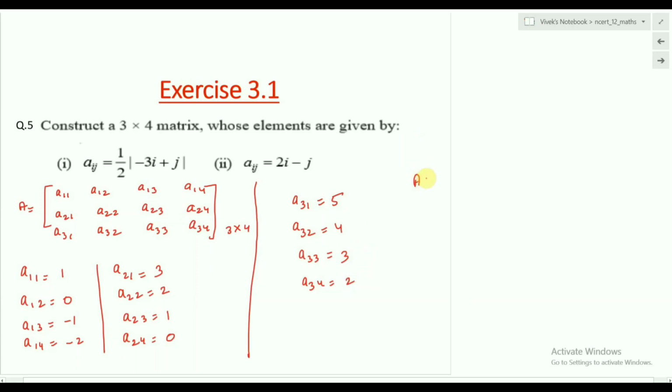So what will be our A matrix? A matrix will be, first row 1, 0, minus 1, minus 2. Second row 3, 2, 1, 0. Third row 5, 4, 3, 2. So this will be your 3 cross 4 matrix with the required relation.